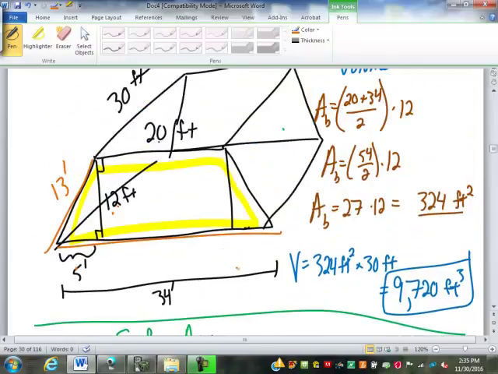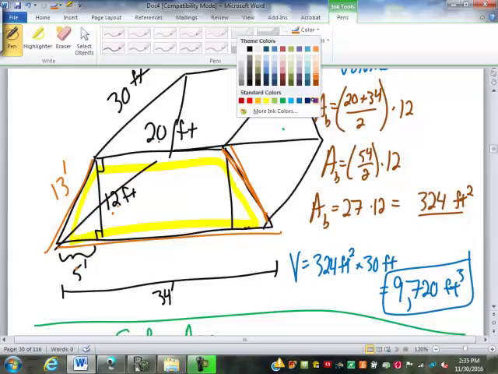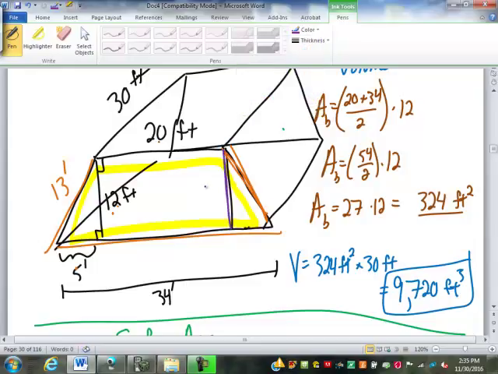So now we run into this one over here. Well, what do we know about it? We know that this still has to be 12 feet. We know that's got to be a right angle. Can we find that length down there? Sure we can. If the whole thing is 34, this piece is 5, how long does this piece here have to be?